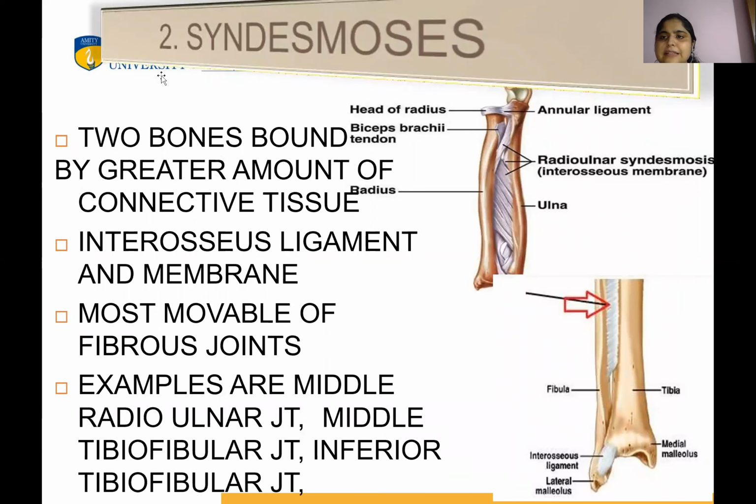Syndesmoses is the second classification of fibrous joints. It has two bones bound by a greater amount of connective tissue. It has an interosseous ligament and membrane. It is the most movable of the fibrous joints. Examples are the middle radioulnar joint, the middle tibiofibular joint, and the inferior tibiofibular joint.